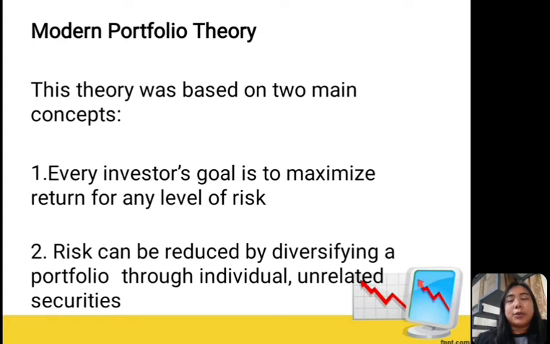According to the modern portfolio theory, an investor must be compensated for a higher level of risk through higher expected returns. Modern portfolio theory employs the core idea of diversification.